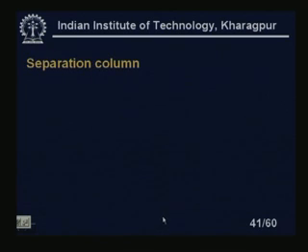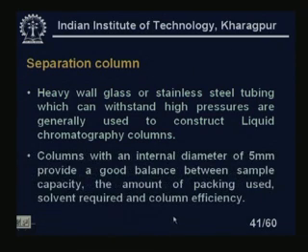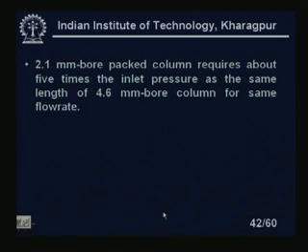Separation column. Heavy wall glass or stainless steel tubing which can withstand high pressures is generally used to construct liquid chromatography columns. Columns with an internal diameter of 5 mm provide a good balance between sample capacity, the amount of packing used, the solvent required, and column efficiency. A 2.1 mm bore packed column requires about 5 times the inlet pressure of the same length of 4.6 mm bore column for the same flow rate.